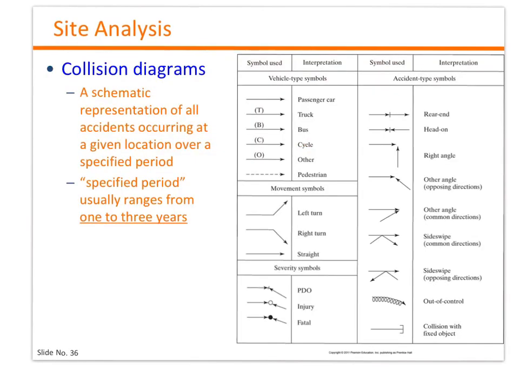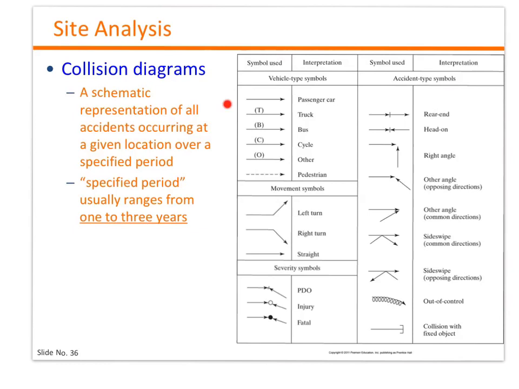First of all, collision diagrams. As you could see here, I'm showing a schematic representation for all types of accidents occurring at a given location over a specified period. And when I say specified period, this usually ranges from 1 to 3 years. That's what you need to show for a certain site analysis. And typically this is what's used in the traffic engineering profession. Those are the symbols and what do they mean.